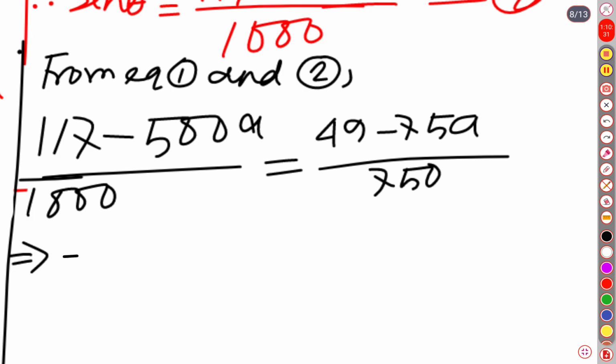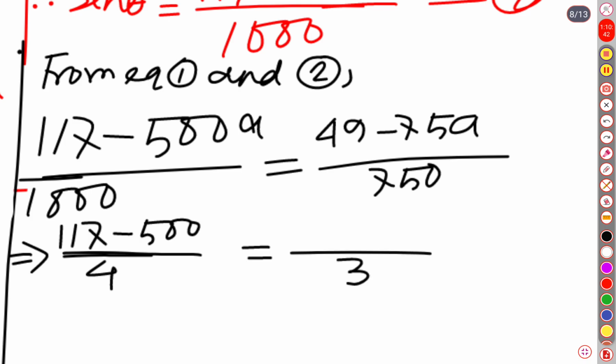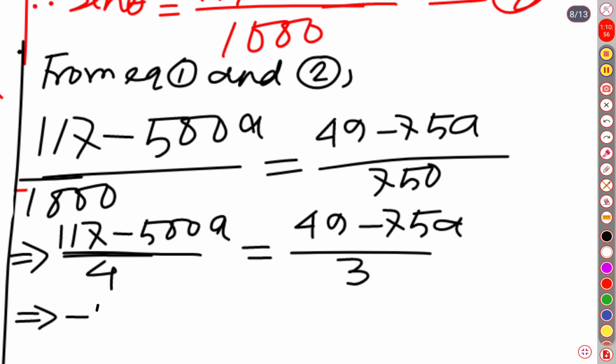By 250, if we divide this, it is going to be 4, then 117 minus 500 over, it is going to be 3, then 49 minus 75a. Now by doing cross multiplication, we will get 4 75s are, this is also a. 3 500s are negative 1500a, 1500a minus 351 equal to 449 is 296, isn't it?